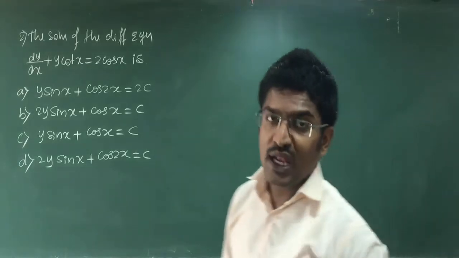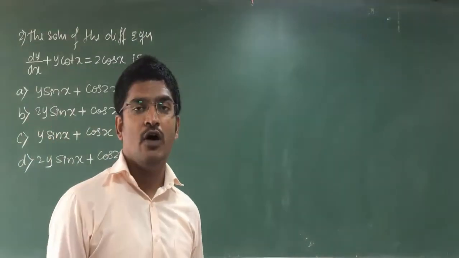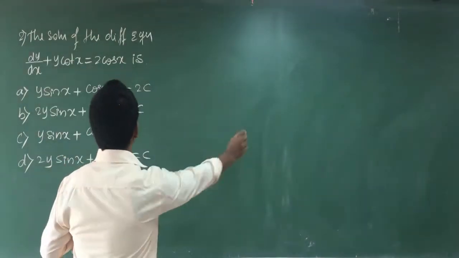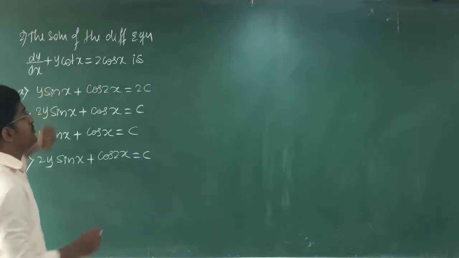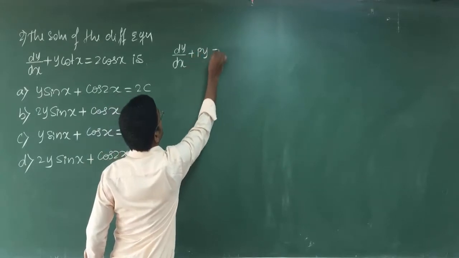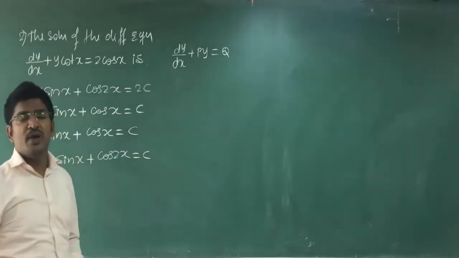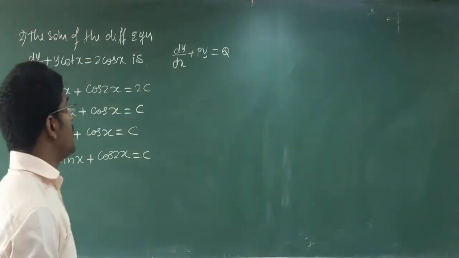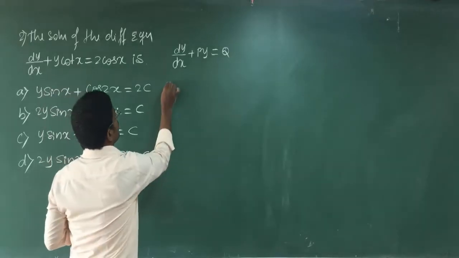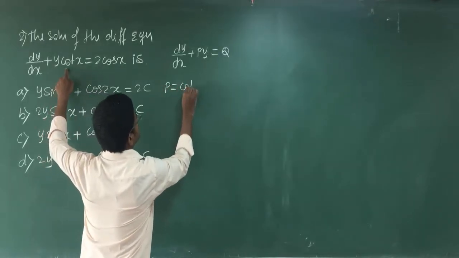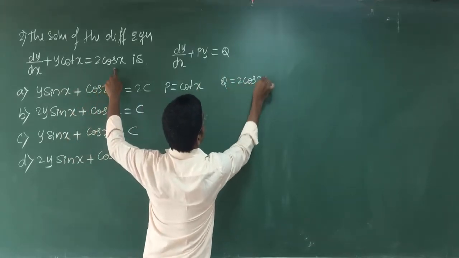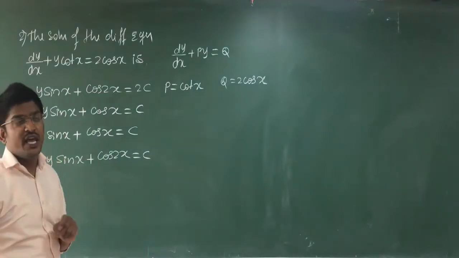Okay, students, now let us go for the second problem of solving linear differential equations. Clear? Okay, so see here, first you have to know the linear differential equation form dy by dx plus py equal to q. P and q may be other notations like r and s also, no problem. Clear? So dy by dx plus py equal to q. What is p here? P equal to cot x. And what is q? Q is equal to 2 cos x. No problem.